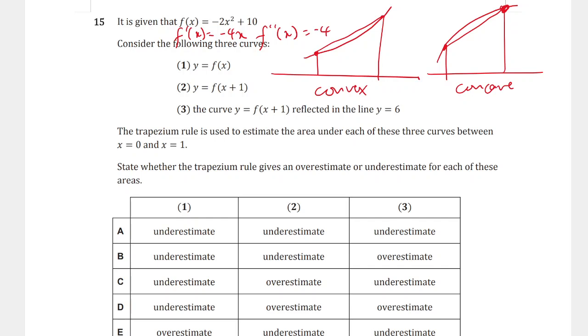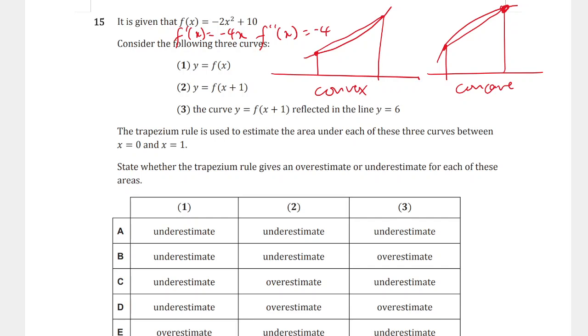Okay, now the third curve, the curve y equals f(x) plus 1 reflected in the line y equals 6. No matter where you reflect it, doesn't matter if it's y equals 5, 4, 3, 6, or 7, the negative quadratic becomes a positive quadratic, and that's very important. If it's a positive quadratic, then it becomes convex, because f double prime of x becomes a positive number. So if it's convex, then it's an overestimate, yeah?